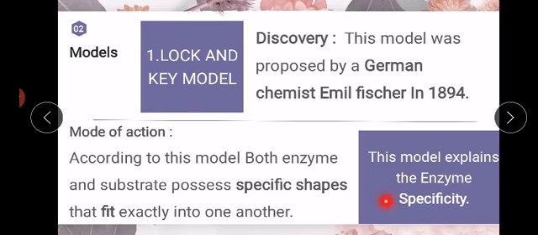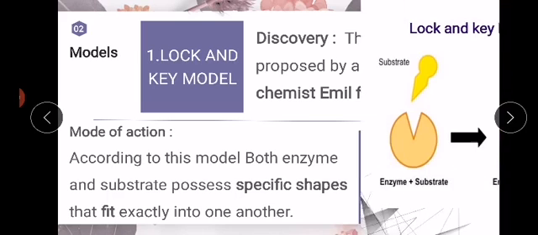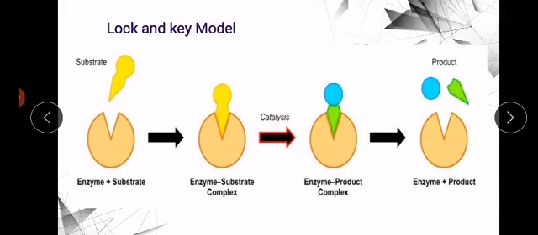It explains enzyme specificity very well, because enzymes are really very specific for the type of substrate. You have studied in the characteristics of enzymes that enzymes are very specific for the nature of the substrate with which they are reacting or working. So this was the first model of enzyme action.